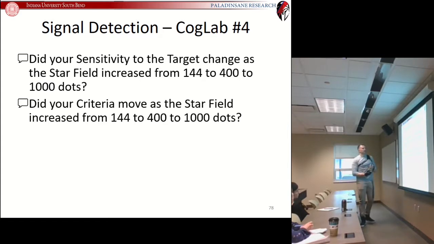So did your criteria move as the star field increased from 144 to 400 to 1,000 dots? When people were doing this, did any of you change your strategies or your criteria as you were going through this experiment? I just got really annoyed. I was like, wow, I'm so bad at this. Okay. And then I was like, whatever. It's there. I just started guessing. Okay. Because I was like, I don't know if it's there or not.